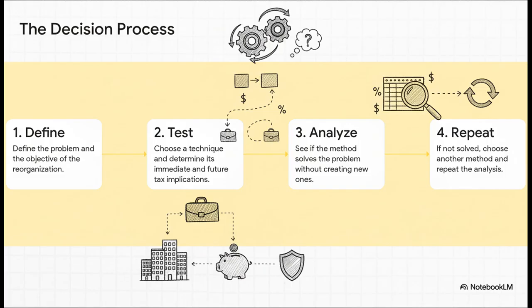First, you define the problem. What are we trying to fix? Then, you test a potential solution. You map out every single one of its consequences. Third, you analyze. Did that actually solve the problem, or did we just create new ones? And if it's not perfect, you go back to the beginning, pick another tool, and repeat the whole process. It's a systematic way to find the absolute perfect move.